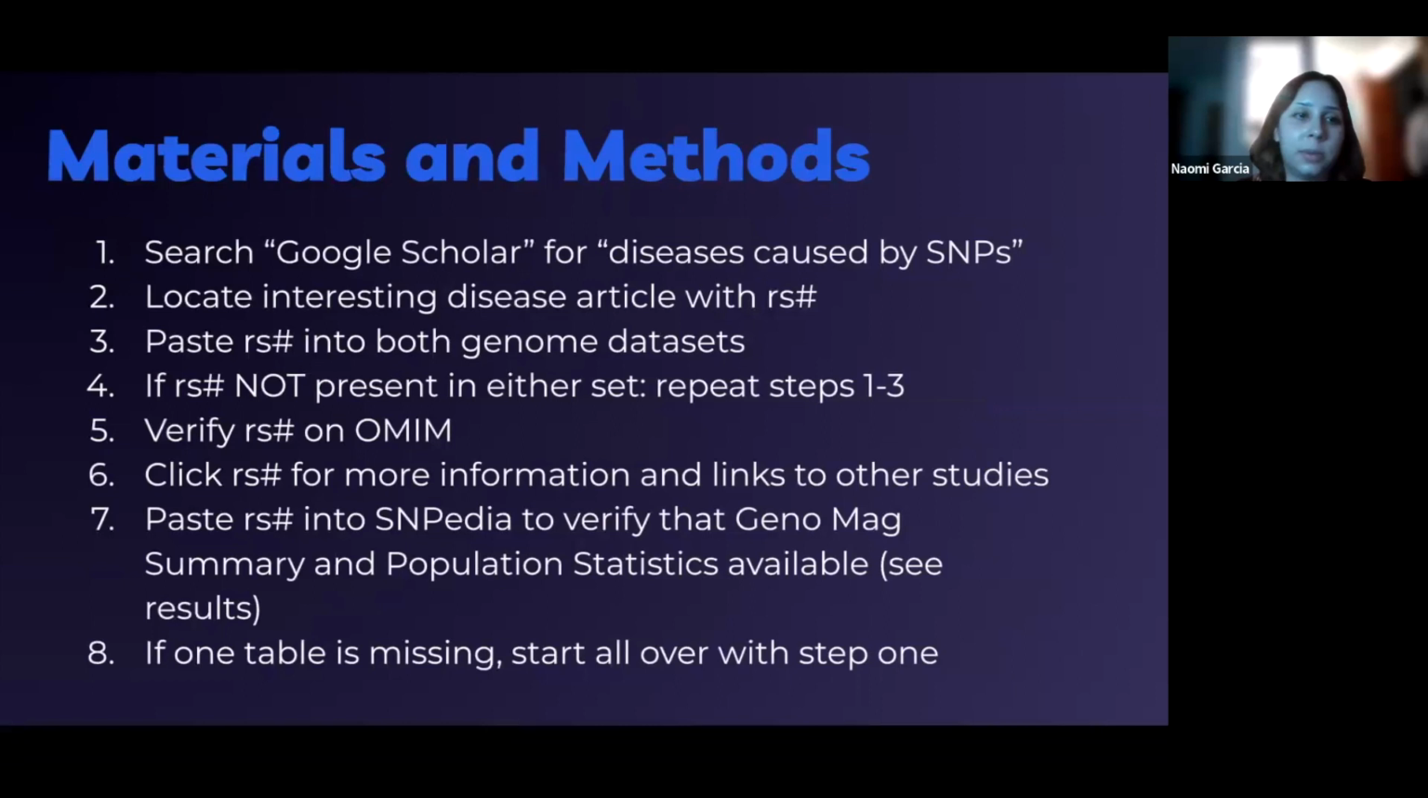The process of finding a good SNP to research is very tedious. I recommend first searching on Google Scholar for diseases caused by SNPs. Once you locate an interesting article, make sure it has an RS value, and then you can paste this into both of the genome data sets, which are anonymous, just to make sure that it's even data that you can analyze. If it's not present in either one, you should go find another SNP. After you find a good one, you should verify the RS number on OMIM. You can click it to find more information and links to other studies. Afterwards, you should paste it into SNPedia to verify that both the Genomap summary and population statistic tables are available. If one of these tables is missing, I would recommend choosing another SNP.